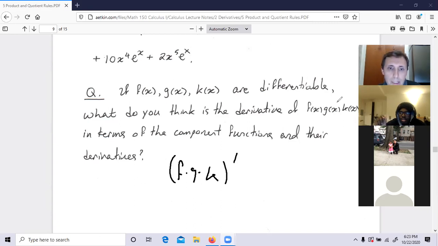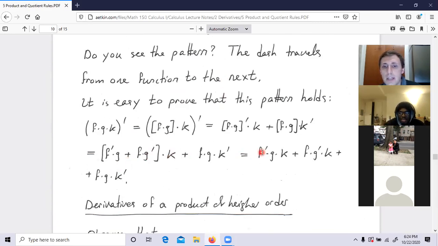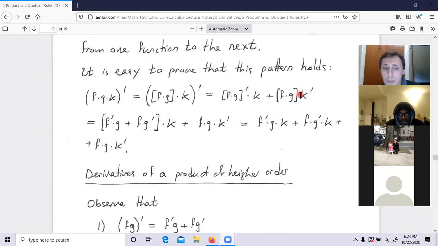Wonderful, Muhammad, right? So the derivative will travel through the functions, and that's easy to verify. Here is the verification. It ends up being the prime traveling through the functions. Yes, and you should try to establish it, right, guys? So I will show you in other lectures.